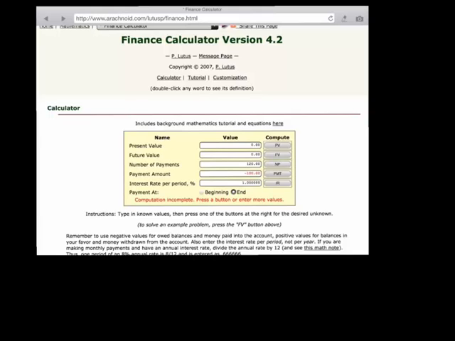So we have a par value of $1,000. We have a coupon rate of 10%. The coupon payment is simply the rate times the par value, so the coupon payment is $100.